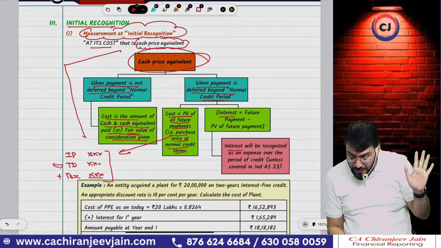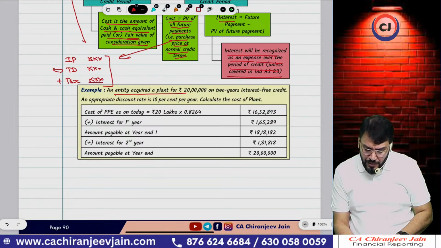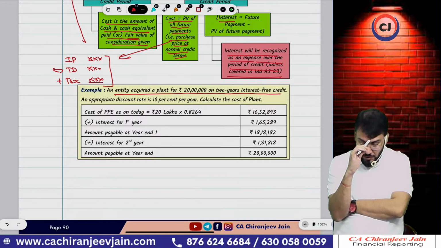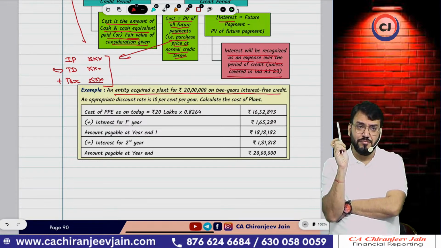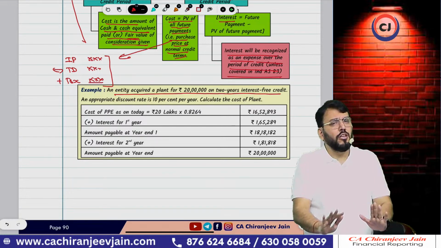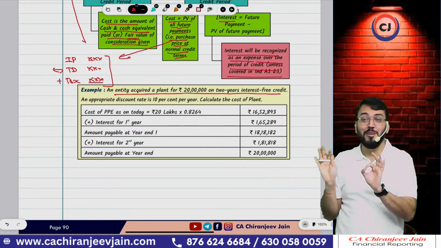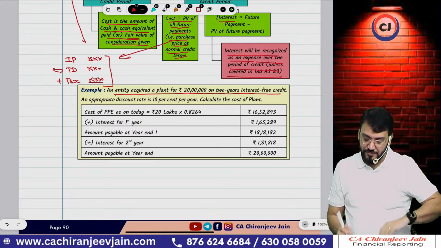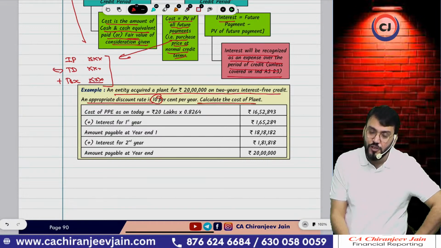The interest will be recognized as an expense over the period of credit unless covered under Ind AS 23. One simple example: an entity acquired a plant for rupees 20 lakh on 2 years interest free credit. Don't read the answer till I say. Once you read the answer, you will think that at CA Final level you can understand any solution, but doubt will come in the exam hall, because at that time we don't have the solution. So please don't read the solution. Two-year interest free credit, an appropriate discount rate is 10%. Calculate the cost price of the plant.